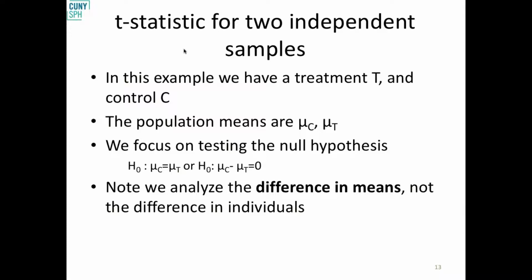Another way of saying that is mu c minus mu t is not equal to 0. So you can set up your hypotheses either way. Null hypothesis: mu c equals mu t, or mu c minus mu t is equal to 0. They both say the same thing, right? If the two means are equal, then when you subtract one from the other, it's going to come out to be 0. That's your null hypothesis.